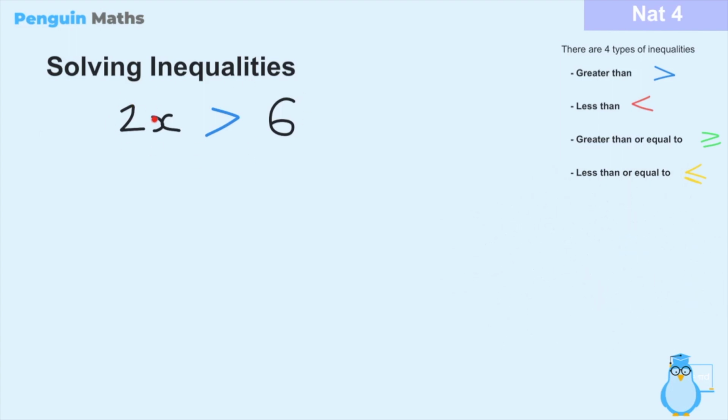We've been told that 2x is greater than 6. And just like when we solve an equation, our goal of solving an inequality is to have the variable by itself on one side, so that we have x by itself and an expression for x on the other side saying that it's greater than whatever this is. So to have x by itself and solve for it, what we have to do is take this 2 over to the other side, and because it's 2 times x on this side, when we take the 2 over, it's going to be divided by on this side here.